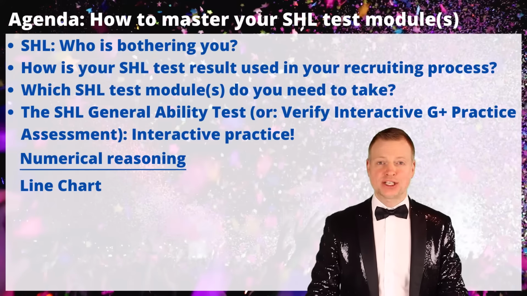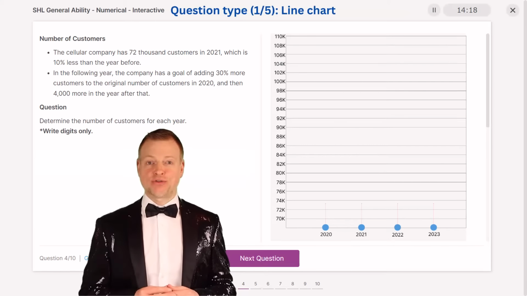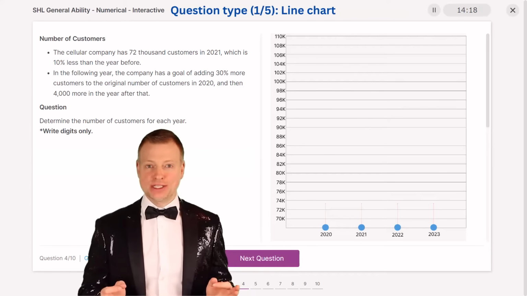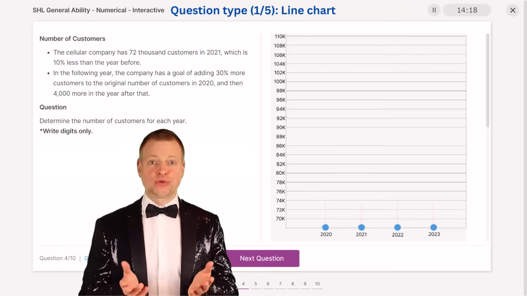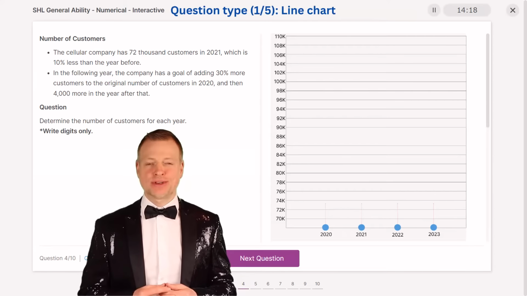Numerical Reasoning Test questions, line chart. Let us start with a line chart question for the warm-up. I generally found all the line chart questions I have seen during my practice very easy and straightforward. I hope you too. Have a go yourself. Read the instructions and pause the video.